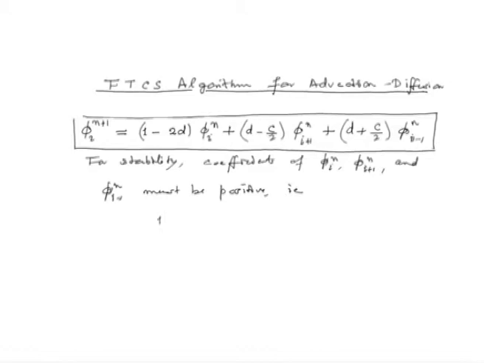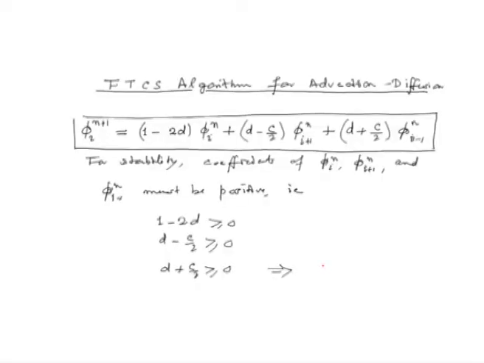That is, 1 minus 2d should be greater than or equal to 0, d minus c by 2 should be greater than or equal to 0, and d plus c by 2 is greater than or equal to 0. The last one is obvious, since d and c were both positive numbers. So this holds good since d and c are positive. So, basically we have got these two conditions.